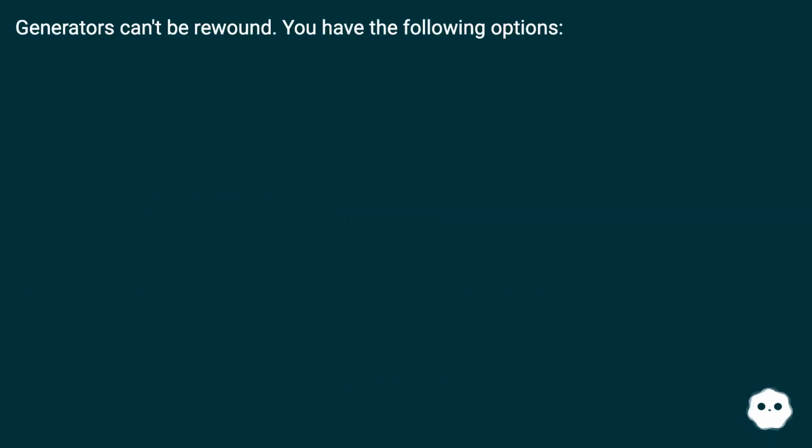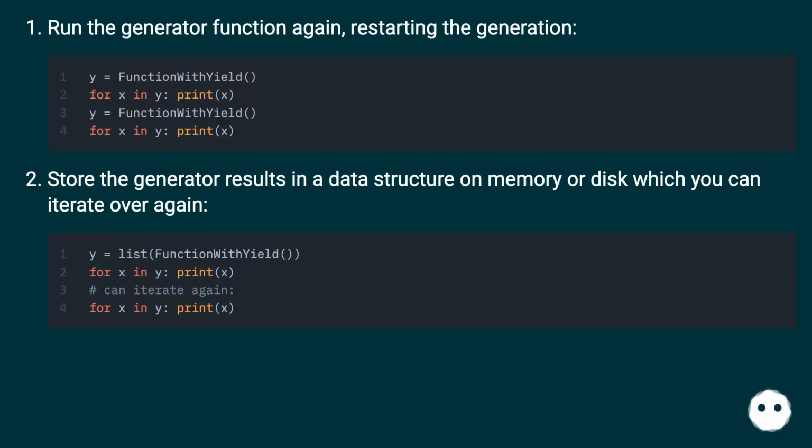Generators can't be rewound. You have the following options. Run the generator function again, restarting the generation. Store the generator results in a data structure in memory or on disk, which you can iterate over again.